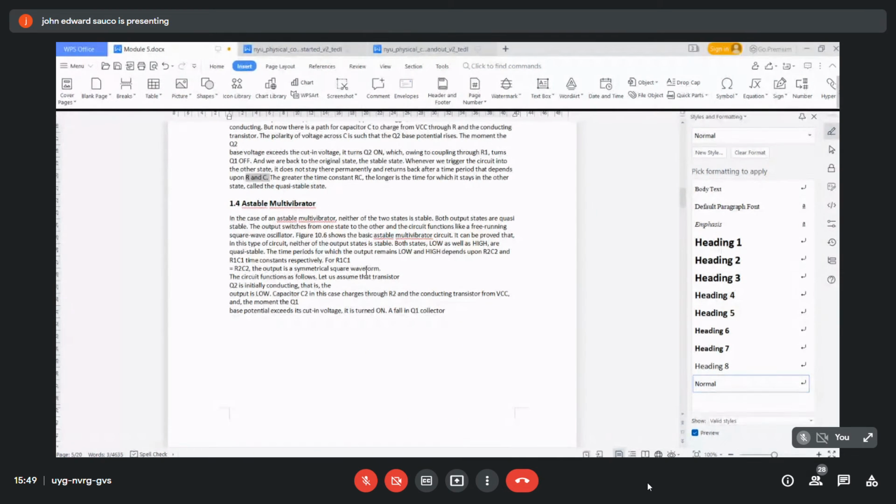So, ngayon naman, ating last sa ating multivibrator is astable. So, neither of the two states is stable. Both output states are quasi-stable. Kaya siya walang stable kasi parehas na yung Q1 natin at Q2 is quasi-stable. Hindi nyo siya kailangan i-trigger para mag-iba ng state. Siya is always paiba-iba ng state. So, the output switches from one state to the other and the circuit functions like a free-running square wave oscillator.